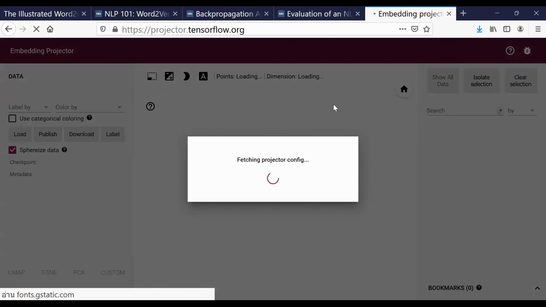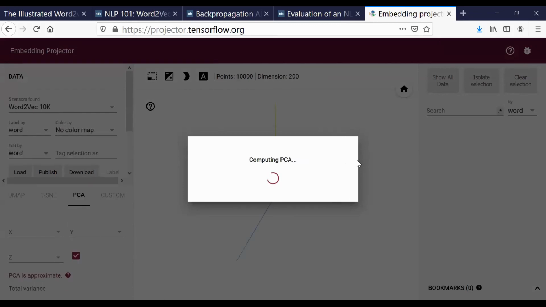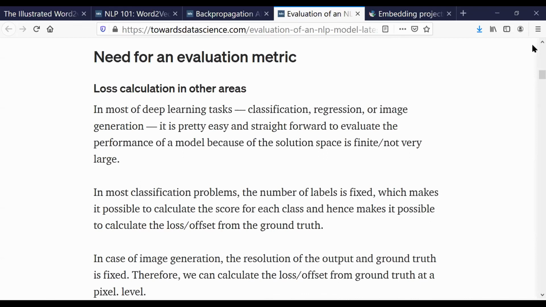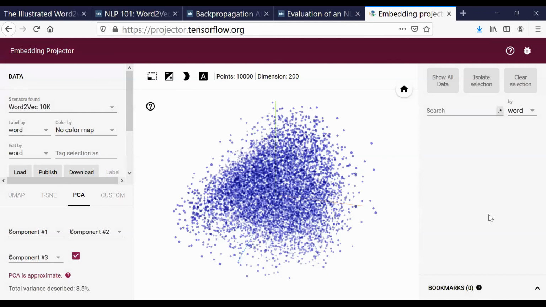Now, obviously, this is only going to work in English, I think. So, fetching tensor values. See? It's fetching the values. Once it fetches the values, yeah, you can. But I think there's something there. Okay, so that's that. I don't need to spend any more time on this, right?